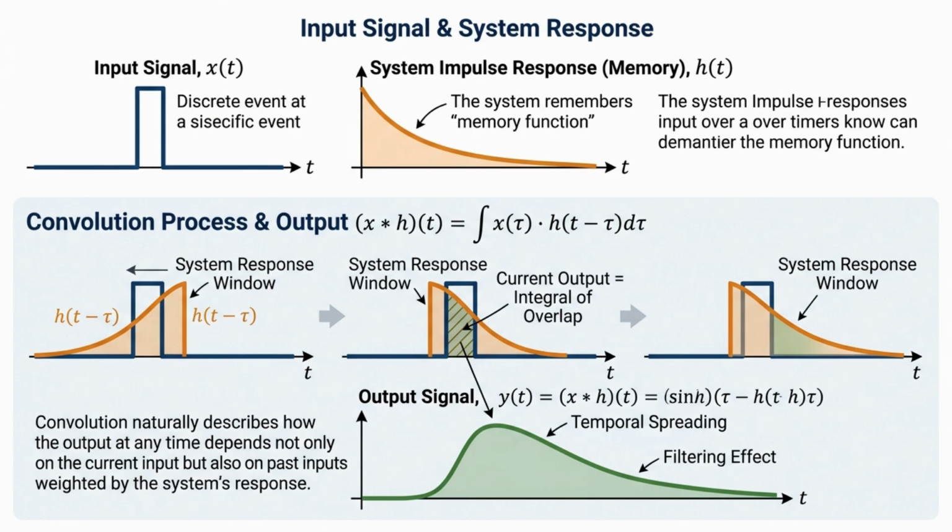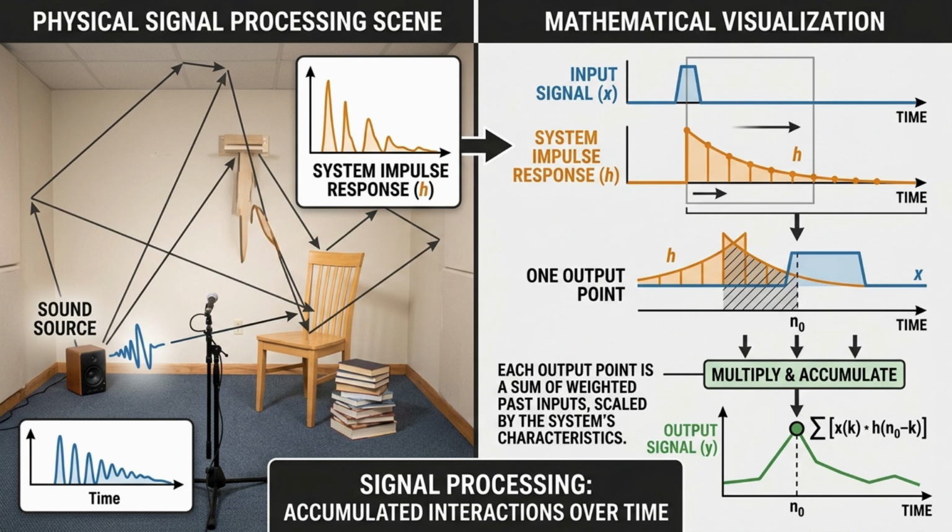The output at any time depends not only on the current input but also on past inputs weighted by the system's response. This is why convolution naturally describes filtering, distortion, and temporal spreading effects. Although this operation may seem complex mathematically, it directly represents physical signal processing behavior. Every point in the output is the result of accumulated interactions between the input signal and system characteristics over time.